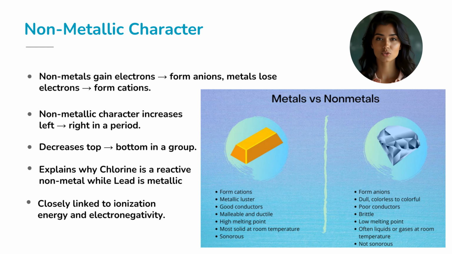As we move from left to right in a period, the nonmetallic character of elements increases while metallic character decreases. Nonmetals tend to gain electrons and form anions, whereas metals lose electrons to form cations. For example, chlorine, a nonmetal with strong electronegativity, is highly reactive, while lead, sitting further down, behaves as a typical metal. These trends in metallic and nonmetallic nature are directly connected to ionization energy and electronegativity, and they are among the most tested ideas in board examinations.